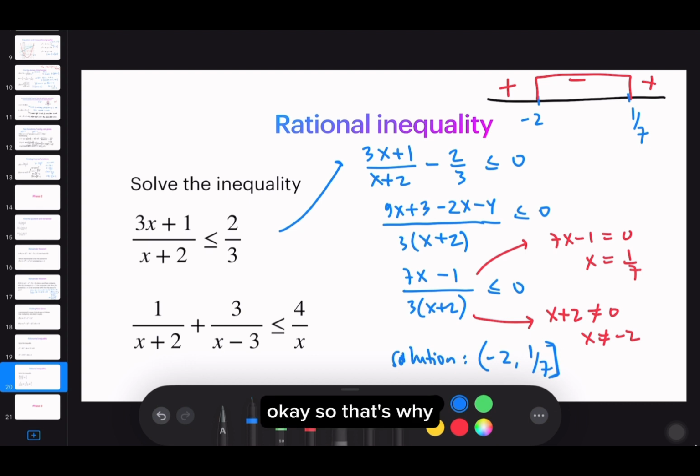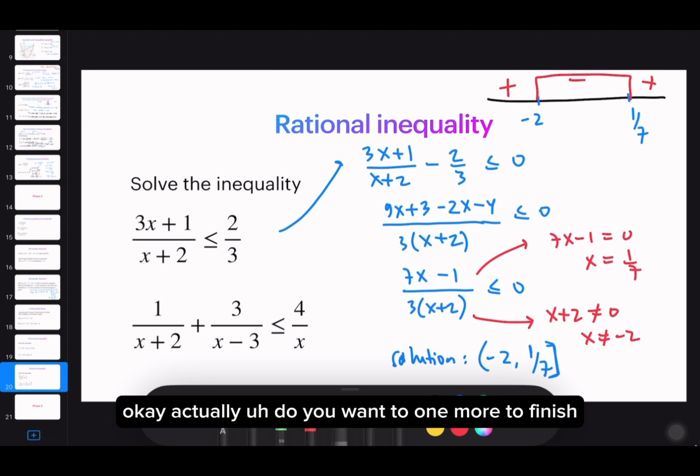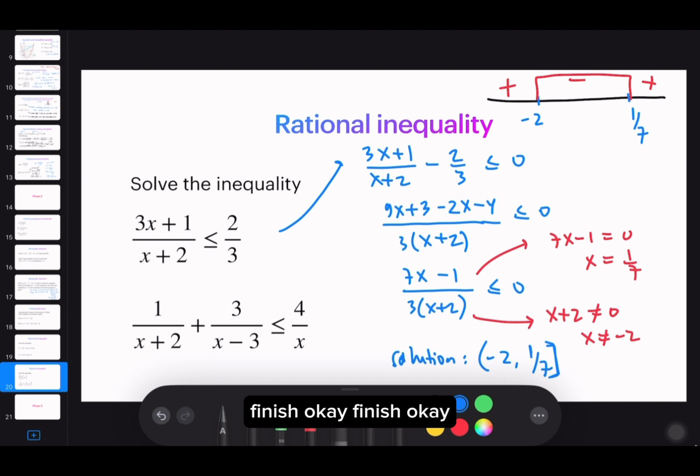So that's why your quiz was very bad at that point. Actually, do you want one more or to finish? Finish, okay. Maybe you could just take a picture of that and try later. That means I need to check your concept on this again.